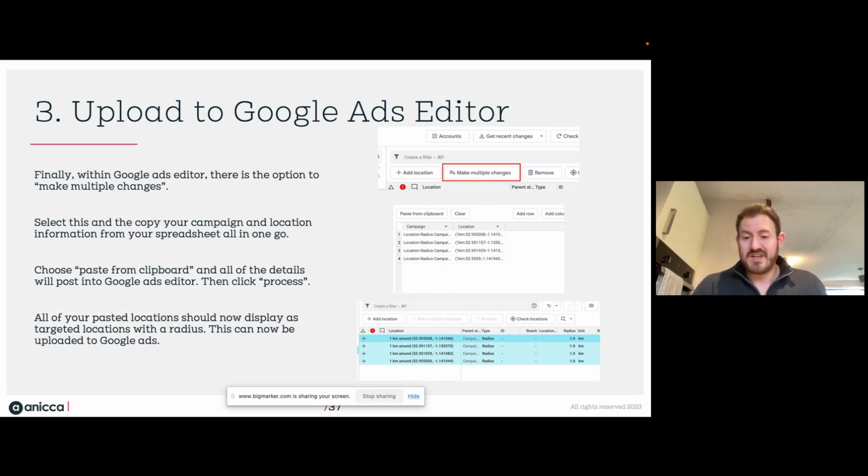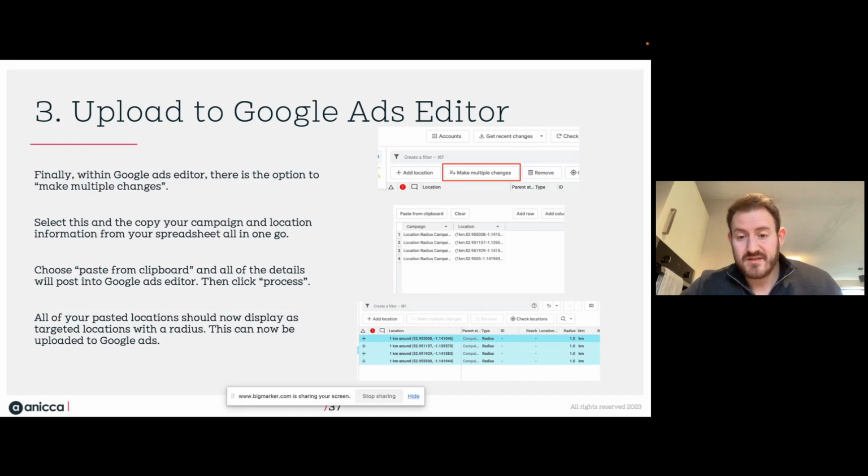So what we've achieved here is we've extracted a load of postcodes. We have decided on a radius that we like to target, in this instance 1 kilometer around those particular postcodes. We've then used a tool online to change those postcodes into latitude and longitude, so into a geo-target location.